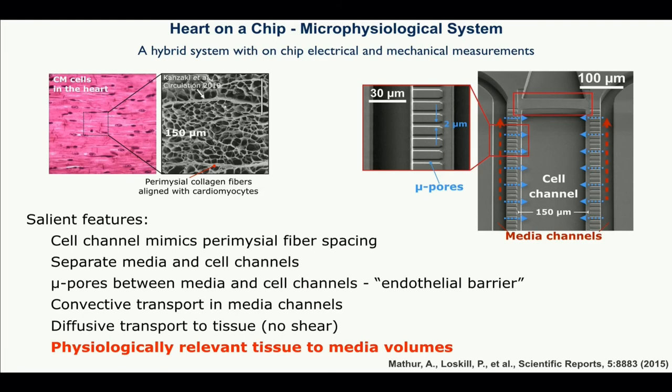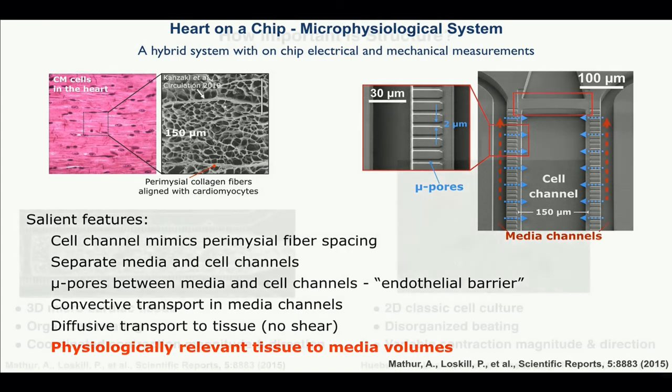It'd be like us being flooded in a pool of water in this room when really we only need about a gallon or two of water to bathe us, in terms of the cell volume. So that ratio isn't right in normal tissue culture, but it does become more realistic in these systems.